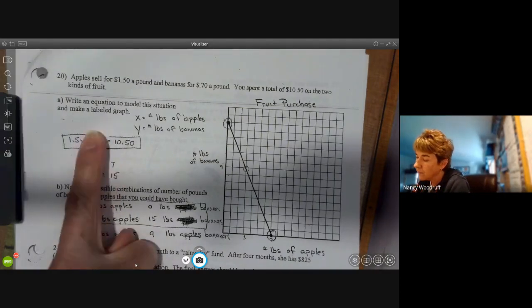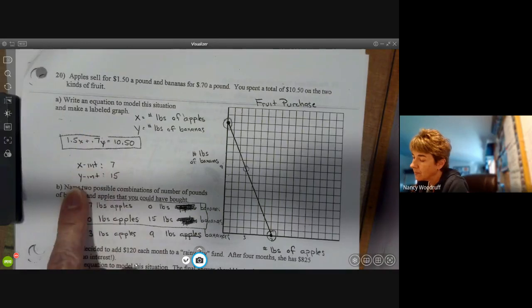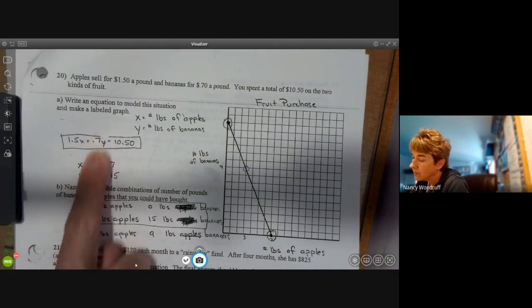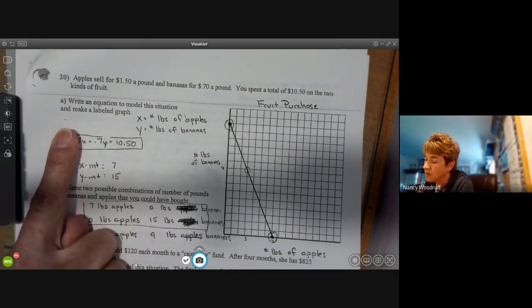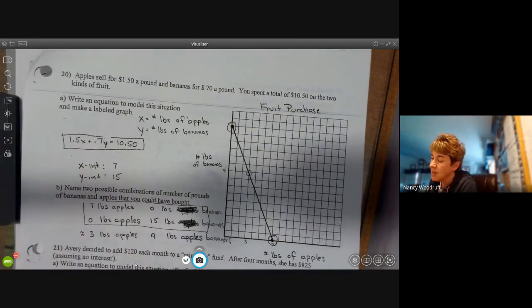Right, is 7? Yeah, I'm sorry. I'm just taking a look there. And my Y-intercept, 1050 divided by 0.7, is 15. I go to the X-axis, put 7. I go to the Y and put 15, connect them.